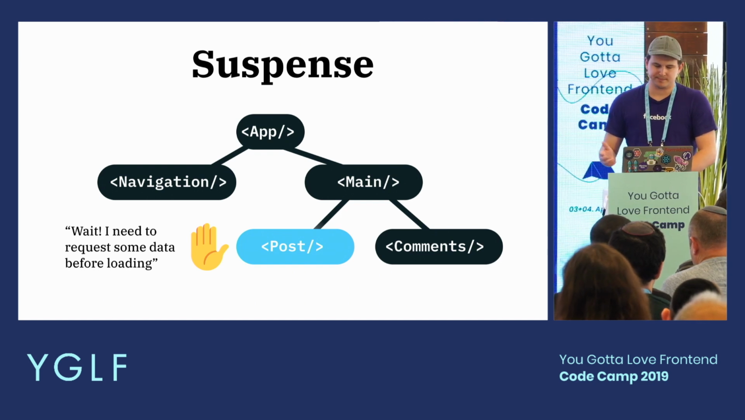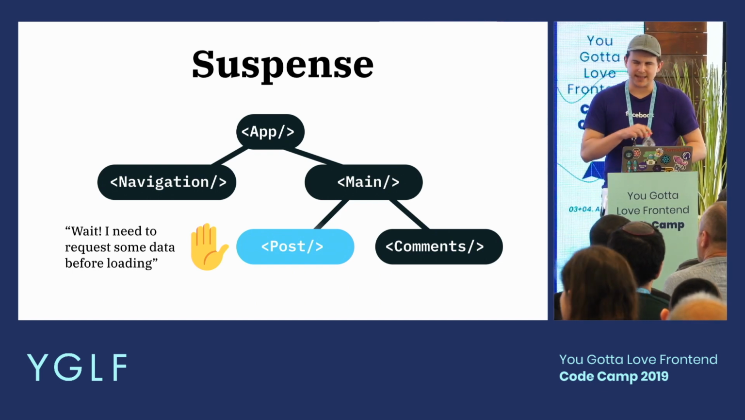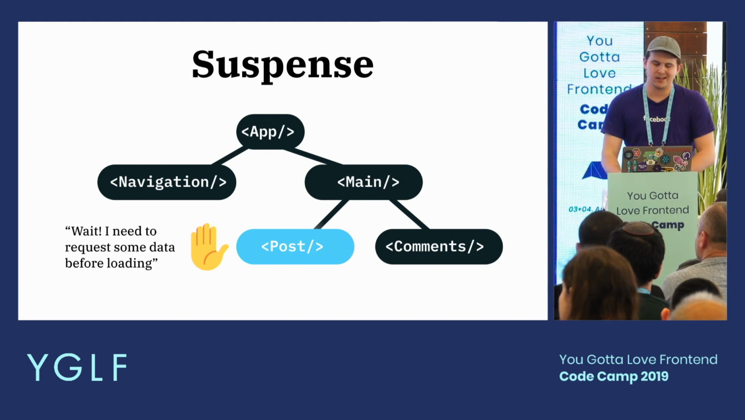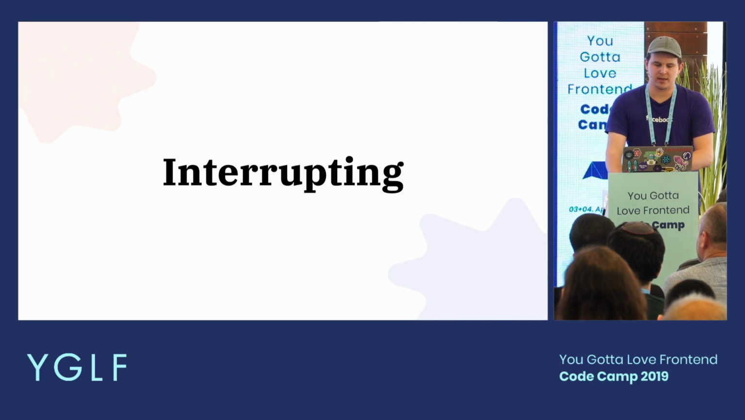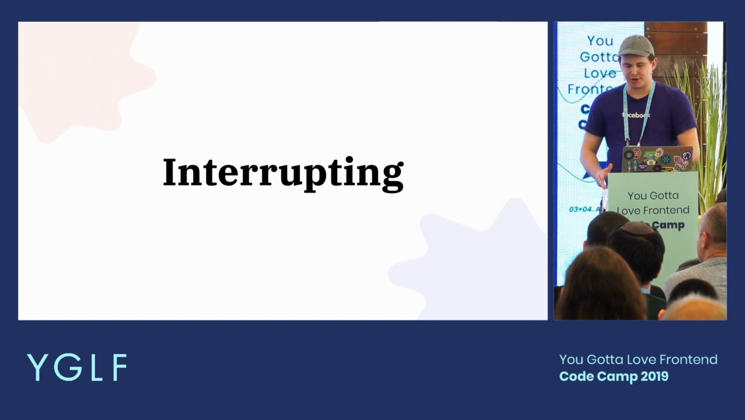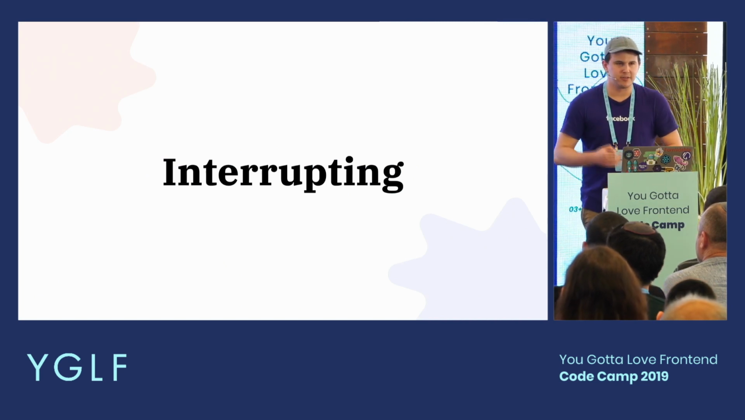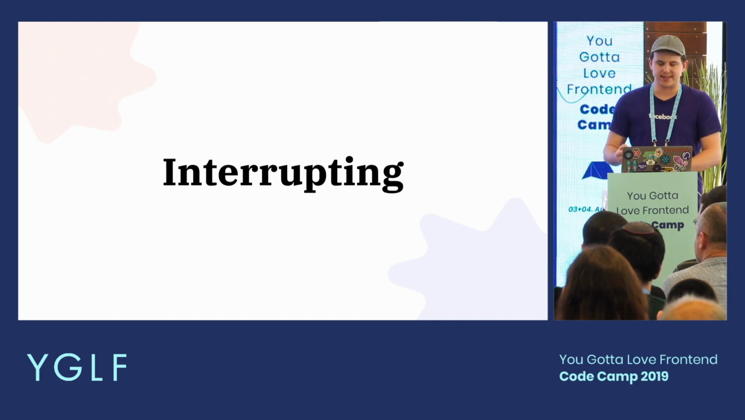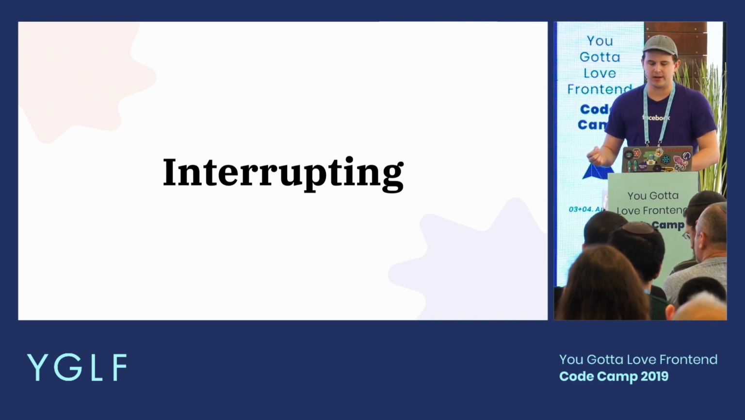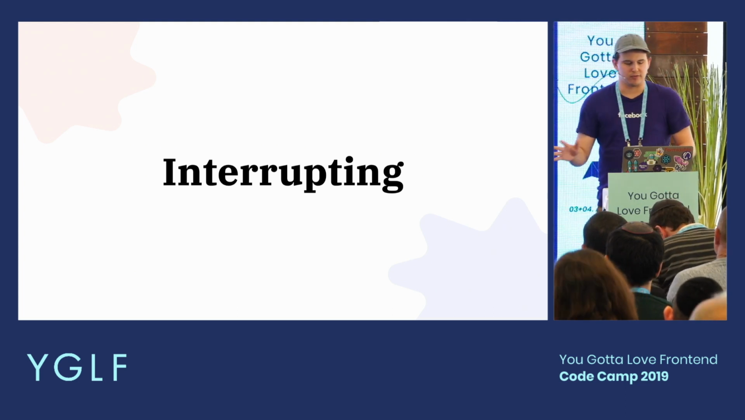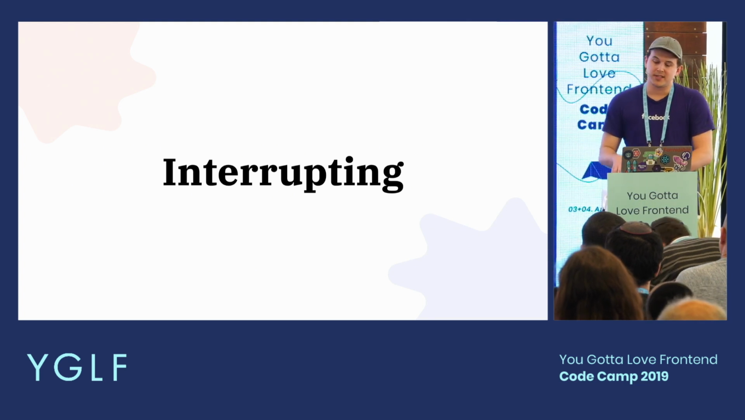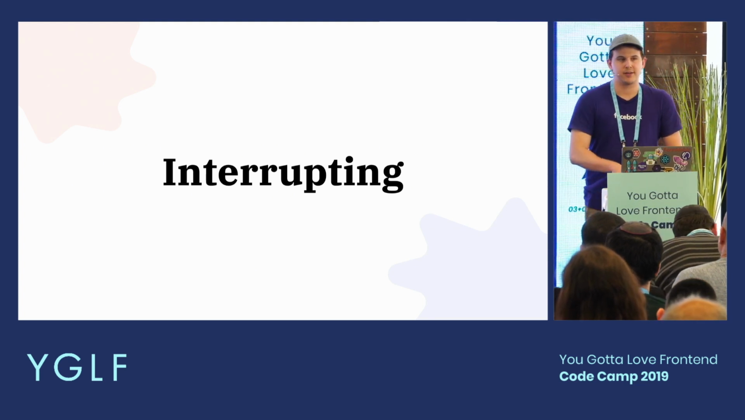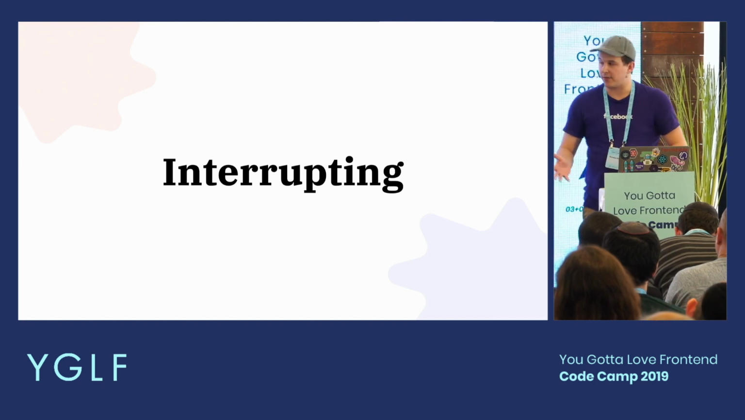And if we look at time slicing and we look at suspense, we can identify a single common requirement to make all of this work. And that's interrupting, or interruption. React has to be able to stop what it's doing, interrupt everything that's happening, and then resume that later on. Whether it means interrupting a render to spread it out over multiple frames, or interrupting it to wait for some asynchronous data, being able to stop what it's doing and resume that later is a critical requirement for this concurrent rendering project.